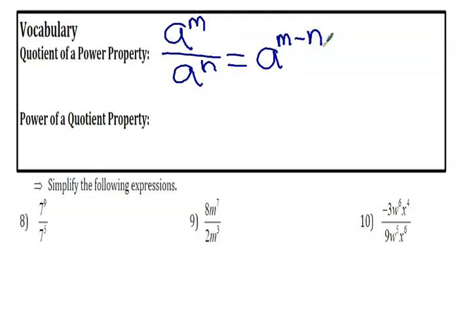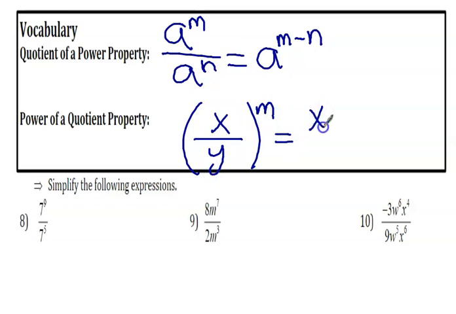Okay, and then power of a quotient. So whenever you hear power, think of parentheses. Product, multiplication; quotient, division; power, we're talking parentheses and how that comes up. So x over y to the m power would equal x to the m over y to the m.